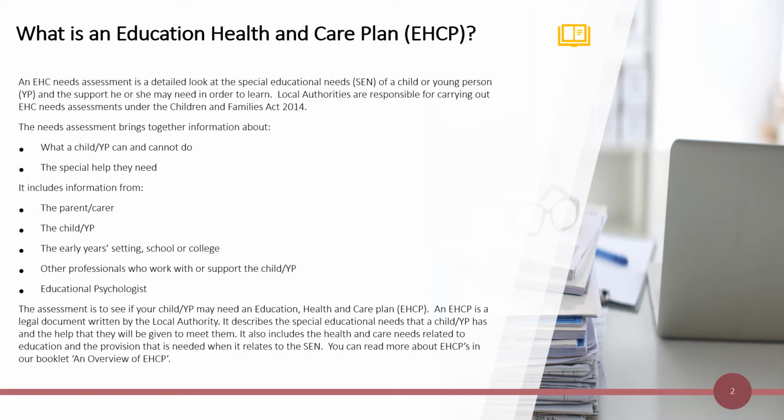An EHCP is a legal document written by the local authority. It describes the special educational needs that a child or young person has and the help that they will be given in order to meet them. It also includes the health and care needs related to education and the provision that is needed when it relates to the special educational needs of the child. You can read more about EHCPs in our booklets and overview of an EHCP.